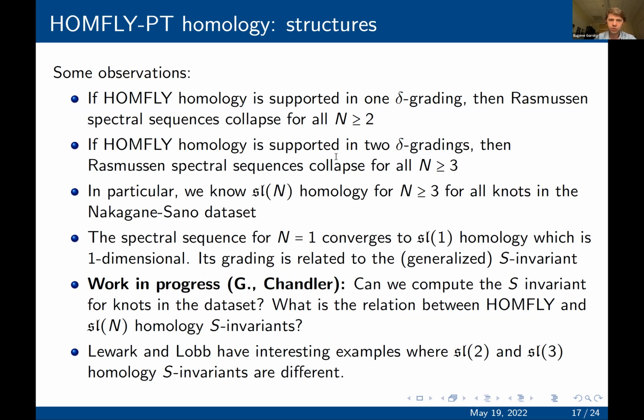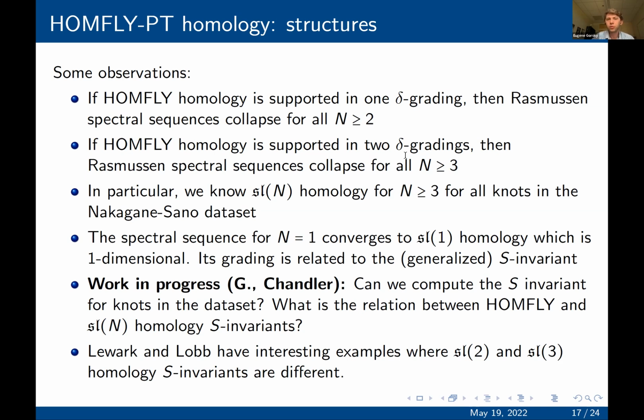If HOMFLY homology is supported in 2 different delta gradings, like we saw for the rest of the data set, then starting from SL3, all the spectral sequences will collapse. Again, it's easy to see. And then SL2 homology might be different in an interesting way from HOMFLY homology in the right examples.